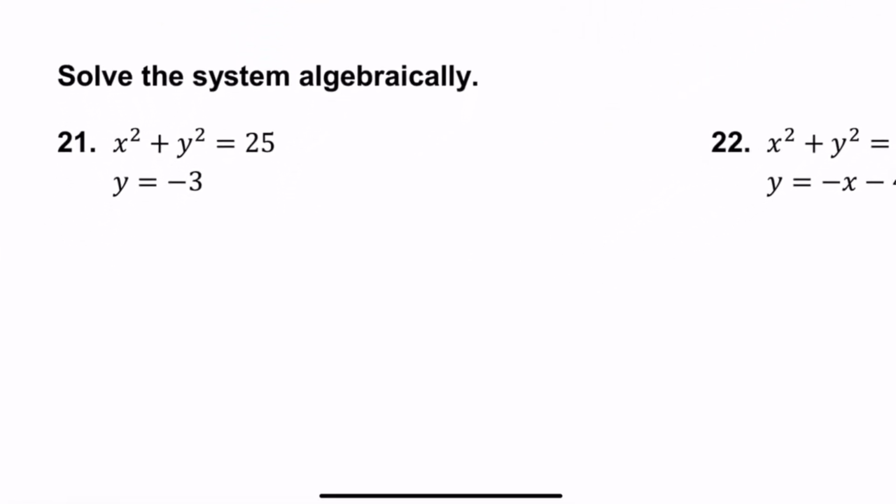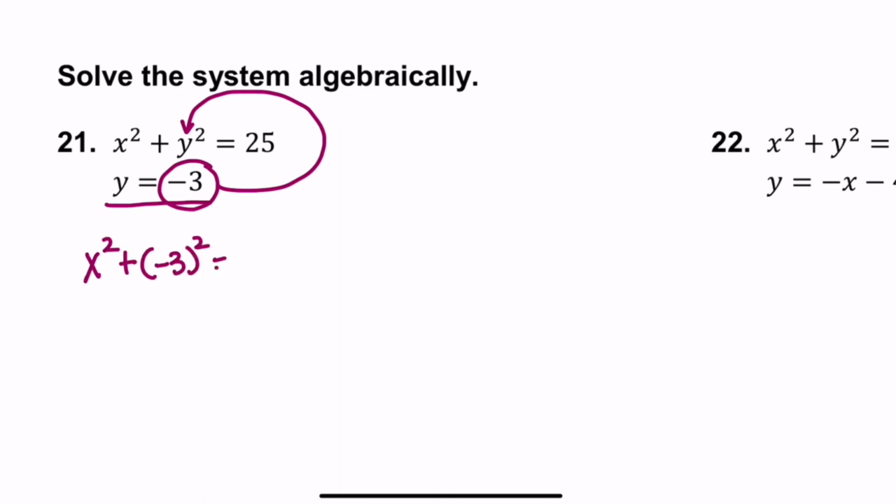Okay, let's look at 21. We're going to use substitution to solve this system. Y is always equaling a negative 3 on this line. We're going to take that negative 3 and substitute it into the y of the first equation. So we're going to have x squared plus, instead of the y, we're going to have a negative 3 squared equals 25. So we have x squared, negative 3 times negative 3 is positive 9.